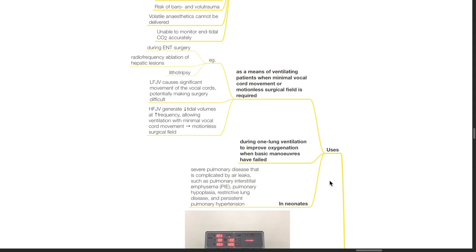In neonates, high-frequency jet ventilation is used to ventilate neonates with severe pulmonary disease that is complicated by air leaks, such as pulmonary interstitial emphysema, pulmonary hypoplasia, restrictive lung disease, and persistent pulmonary hypertension.